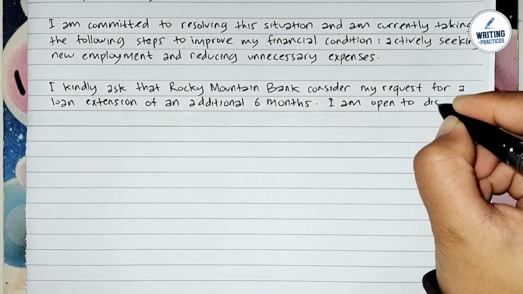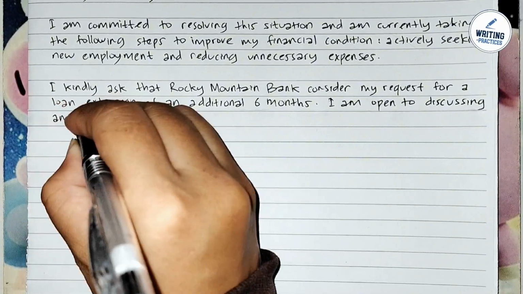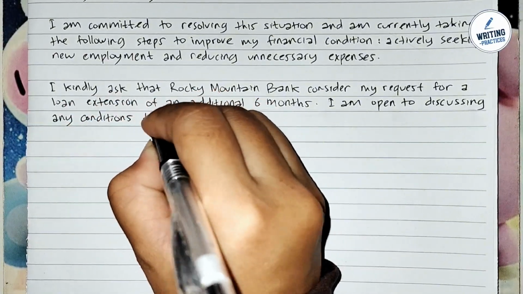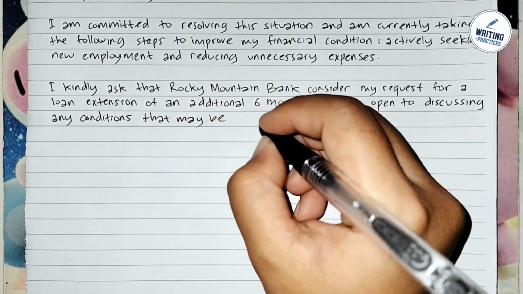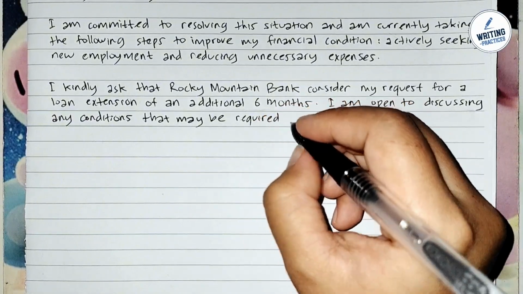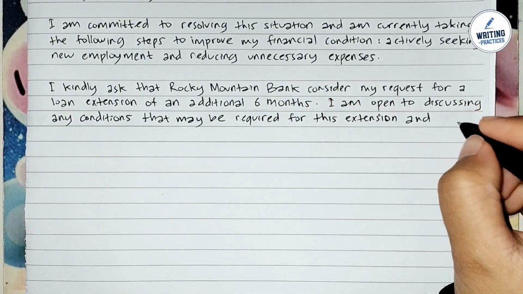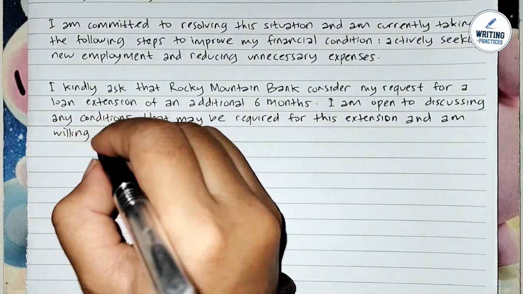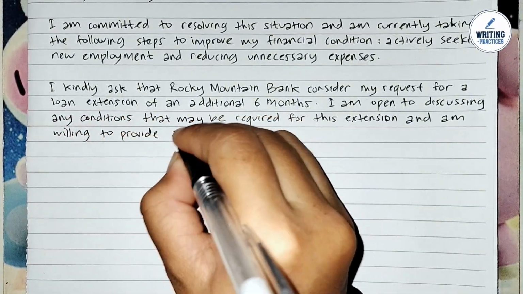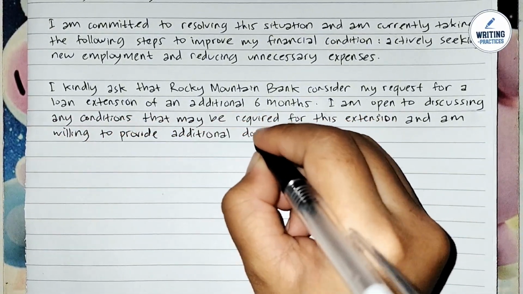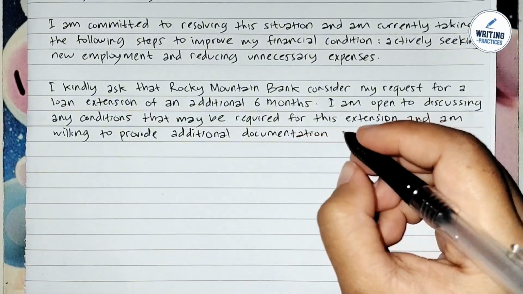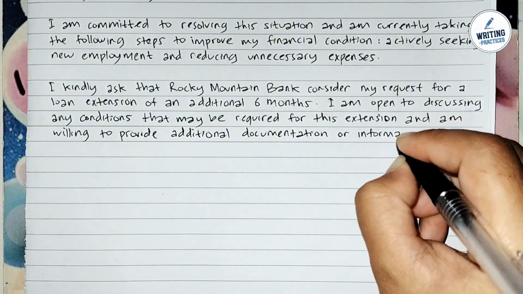After stating your request, you need to show your willingness to cooperate. It should be an offer to discuss any conditions, or provide additional documentation required for the extension. Simply, you may write something like, "I am open to discussing any conditions that may be required for this extension, and am willing to provide additional documentation or information as needed."